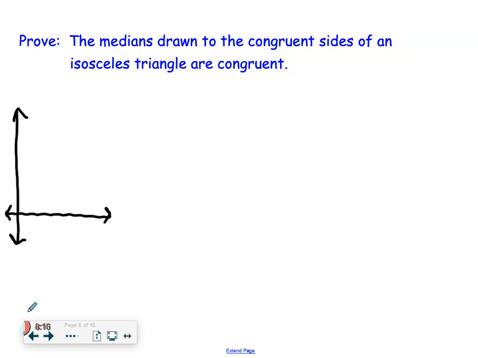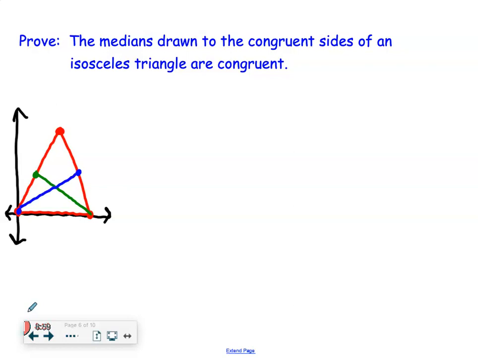What do you guys know about isosceles triangles? That 2 sides are the same. Yes, 2 legs are the same, so I'm going to put 1 here at the origin. Now, before we go and label all of our ordered pairs, let's talk about what some of these things are. A median. So we want to know that from this vertex to the median of this side is congruent to this vertex to the median of this side.